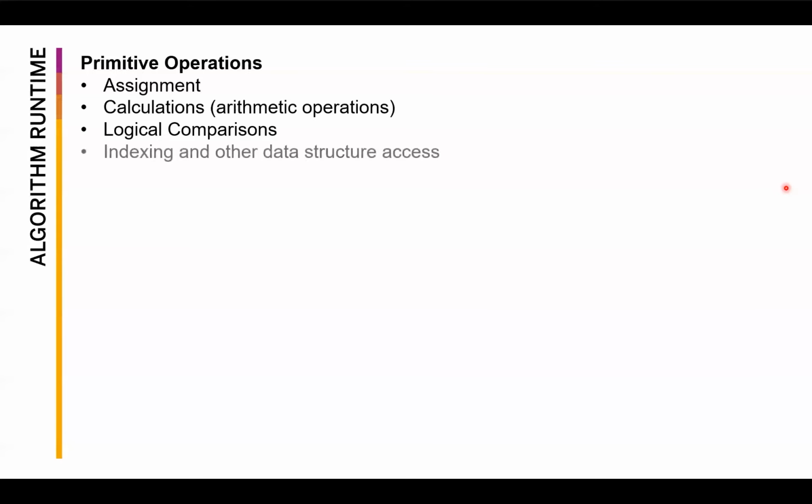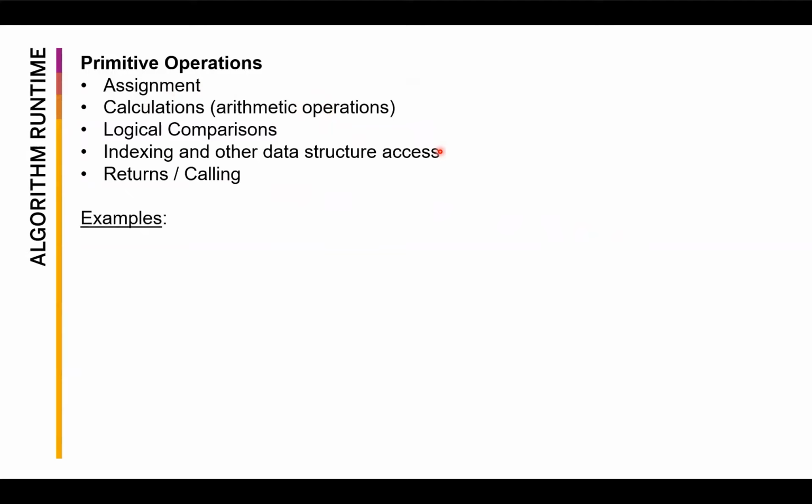Indexing and other data structure access. If we go to a of I, that's also counted as one operation. And if we return a variable, return c, or we call a variable, let's say I is equal to n plus 1, we are calling the variable n, and that is also counted as an operation. So these 5 operations, we are going to count them to come up with the algorithm runtime.